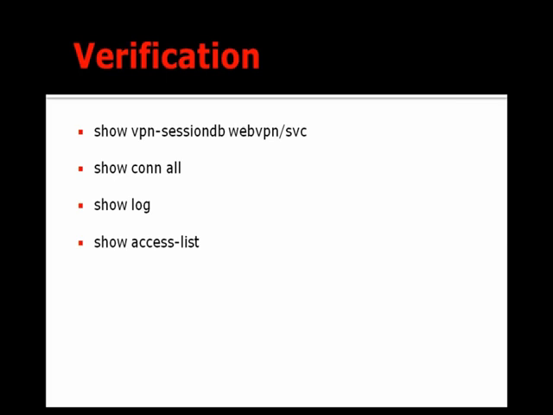Show conn all is important to see the connections that are not only traveling through the firewall, but also to and from the firewall. So when we're talking about clientless WebVPN, where the firewall is proxying all these connections for us, if we do a show conn, we're not going to see anything. We have to do a show conn all, and that will allow us to see the connections that are being proxied. And we'll get to see that as well today. Show log and show access-list are always important just to see hit counts and anything that's happening in the logs there.